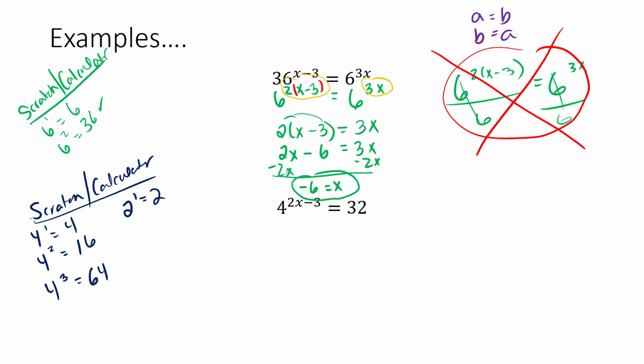2 to the first power is 2. 2 squared is 4, and we got that one. 2 to the third is 8. 2 to the fourth is 16. 2 to the fifth is 32, and I can see that I've got both of those. So what we're going to do here is rewrite both sides. I am physically taking out the 4. The 4 is coming out, and the 4 is being replaced with 2 squared.